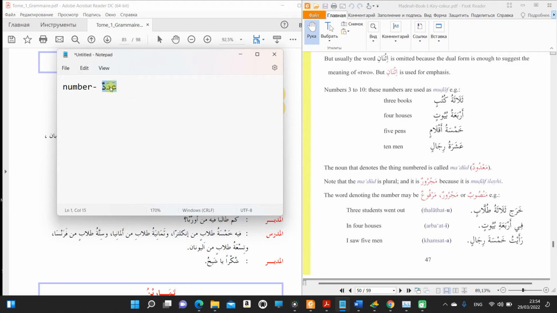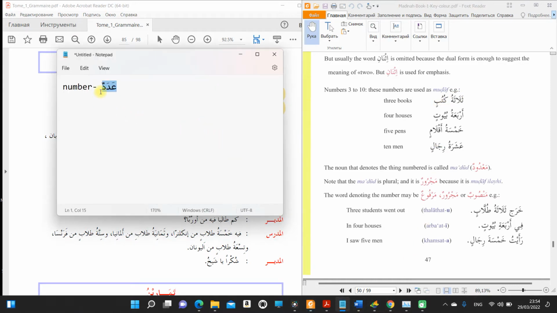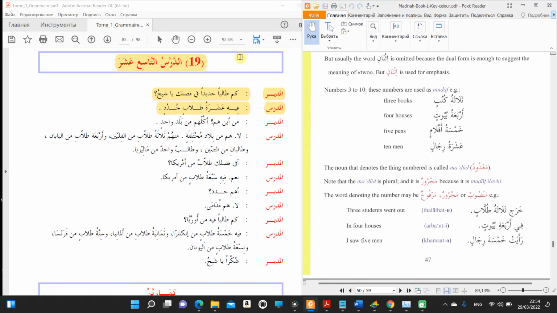So عدد means number. And something that is counted is called معدود. كتب is معدود. So ثلاثة is عدد, كتب is معدود. Don't forget to write down these terms like عدد and معدود. It will come in handy in the future, inshallah.